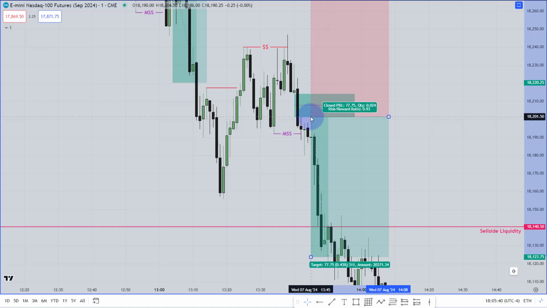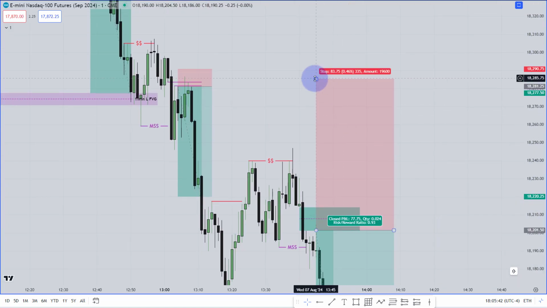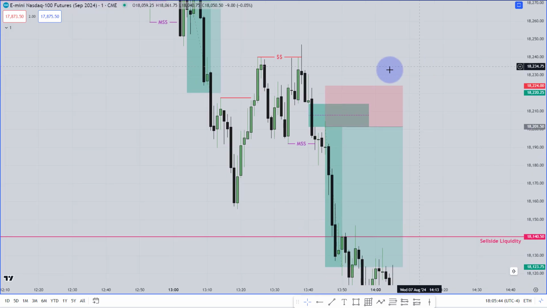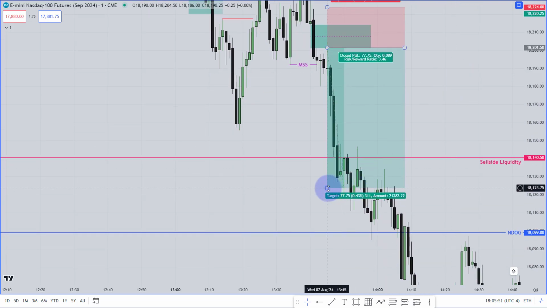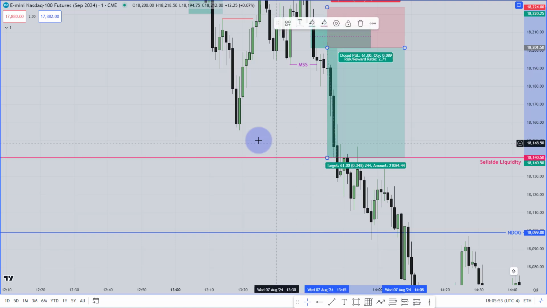Absolutely, man. What is going to stop me? You are going to put a stop loss just above the candle which has made this fair value gap. Over there, I'm going to put my stop loss. Where is going to be your target? Here. This sell side liquidity is going to be your target.